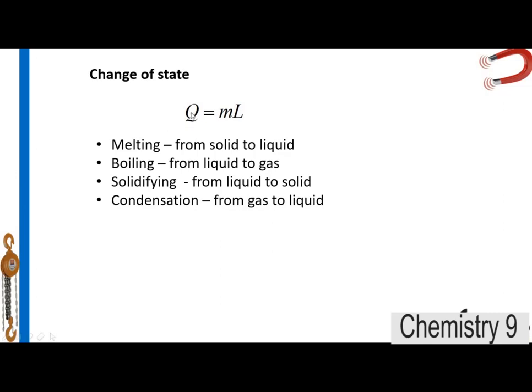And that thermal energy that's required is equal to the mass of the substance multiplied by L. And L has a special particular name in physics. It's the latent heat. And we're going to explore this in a bit more detail.